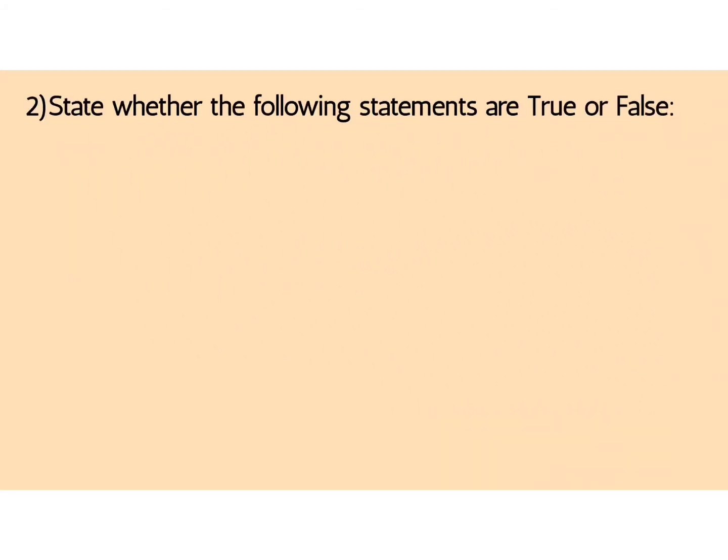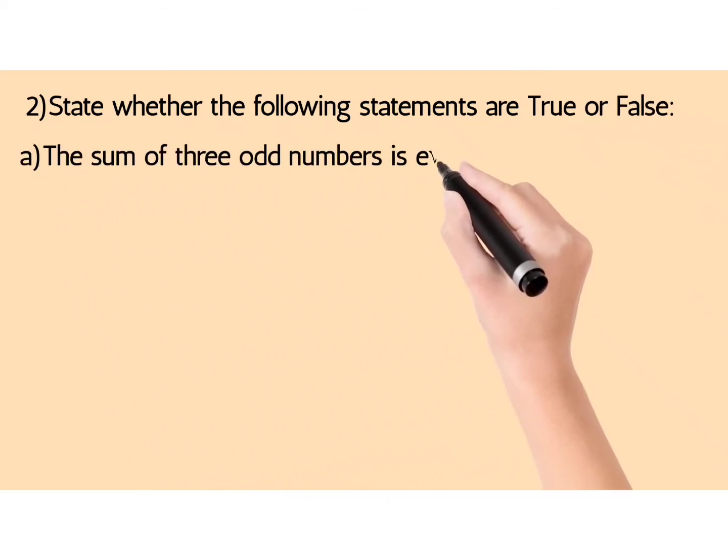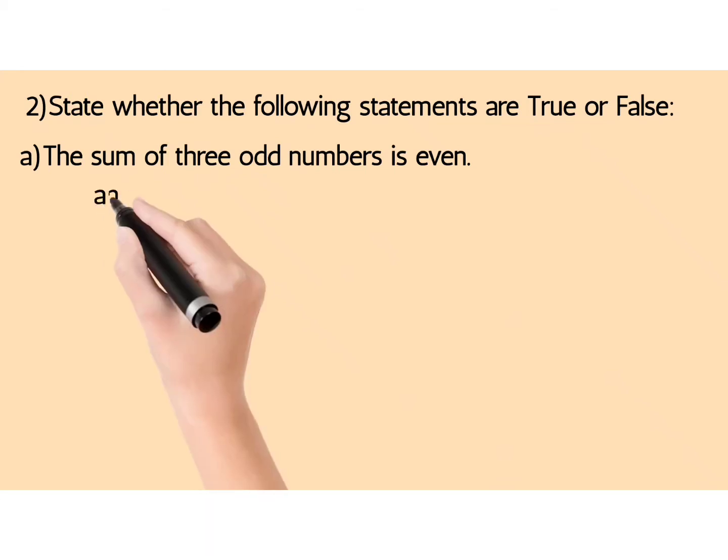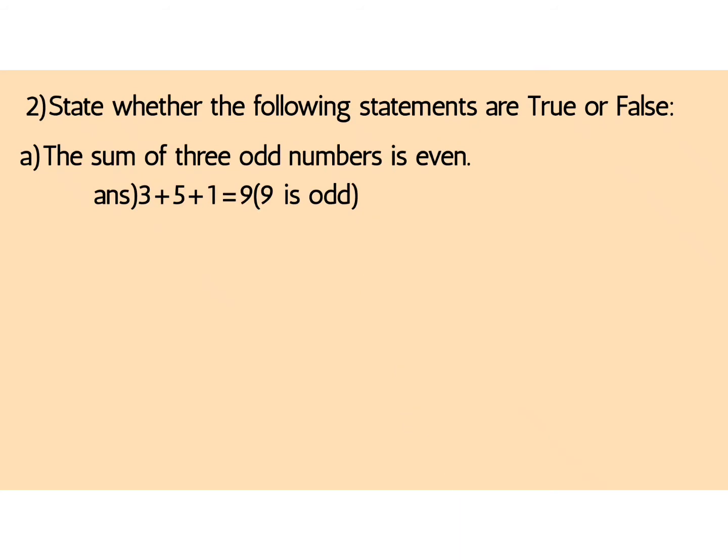Question number 2. State whether the following statements are true or false. A part. The sum of three odd numbers is even. So let's take the example. Let's take 3 plus 5 plus 1. Three odd numbers. The sum is 9. So the sum is coming odd. So this statement is false.